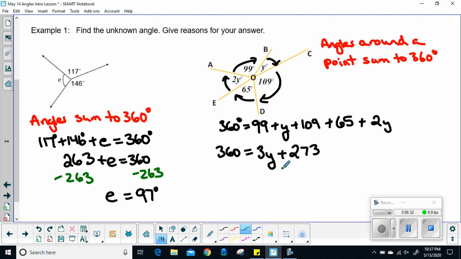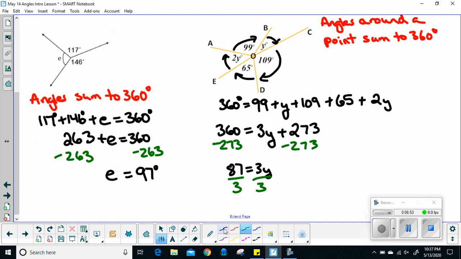So let's subtract that from both sides, right? This is how we solve equations, 273. So minus that from 360, we got 87 left behind. So I've got 87 equals 3Y. Divide both sides by 3. And what do we get? 29. So Y equals 29 degrees. Nice.